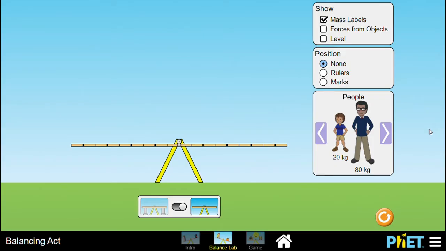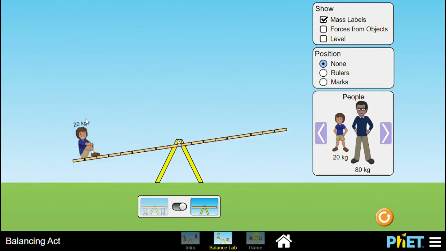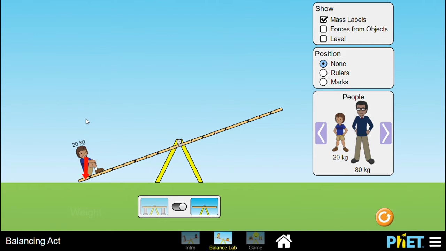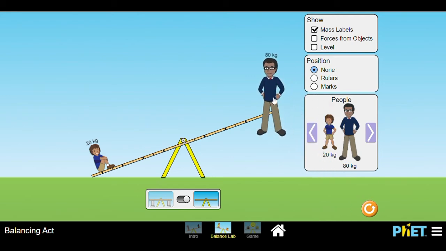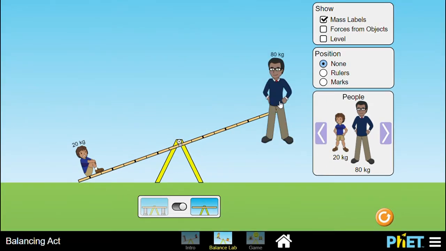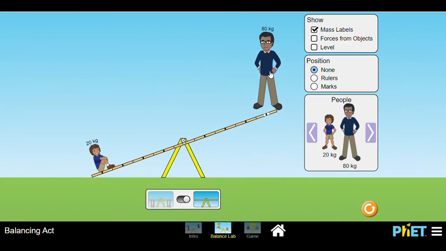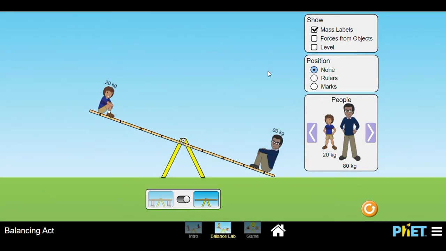We can try to put a boy with a mass of 20 kg sitting on the left hand end of a seesaw. His weight causes the seesaw to tip down on the left. Now, if we try to put his father with mass 80 kg sitting on the other end, what will happen? The seesaw will tip to the right and he will come up in the air.